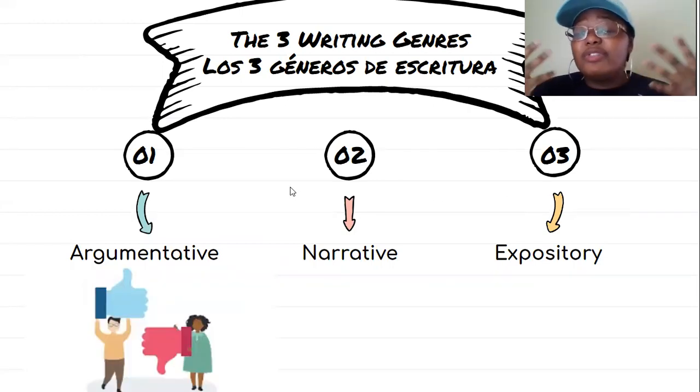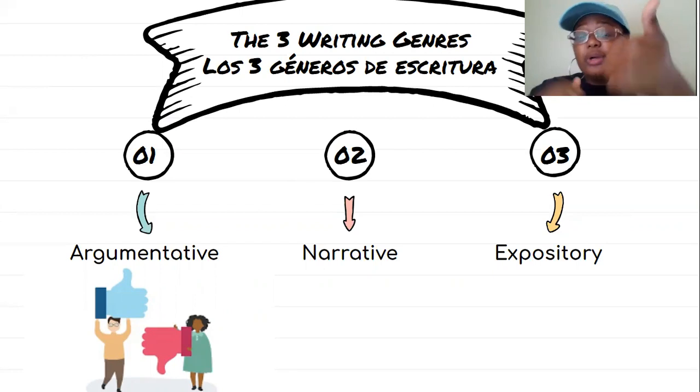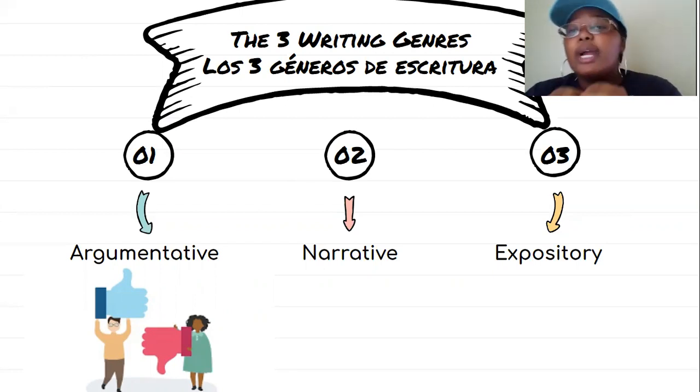So our argumentative essays are what we use to convince our reader about what we believe in. This is where we're either for or against something. We're trying to get our reader to understand our point of view and prove our point.